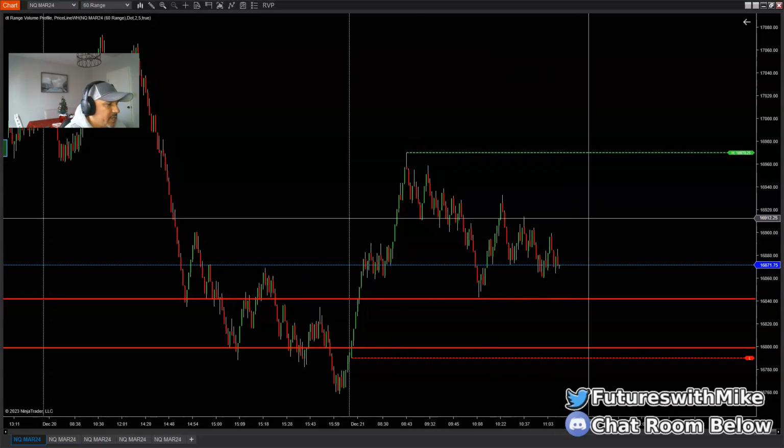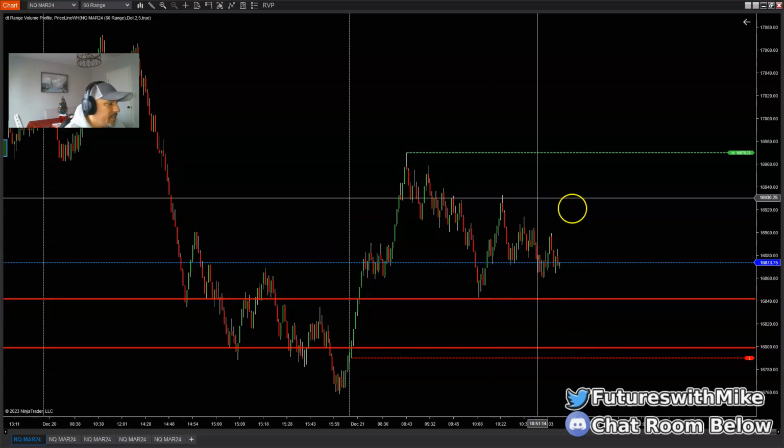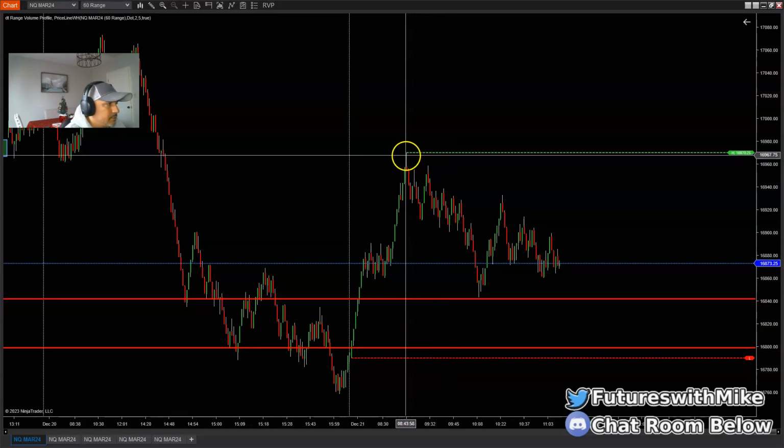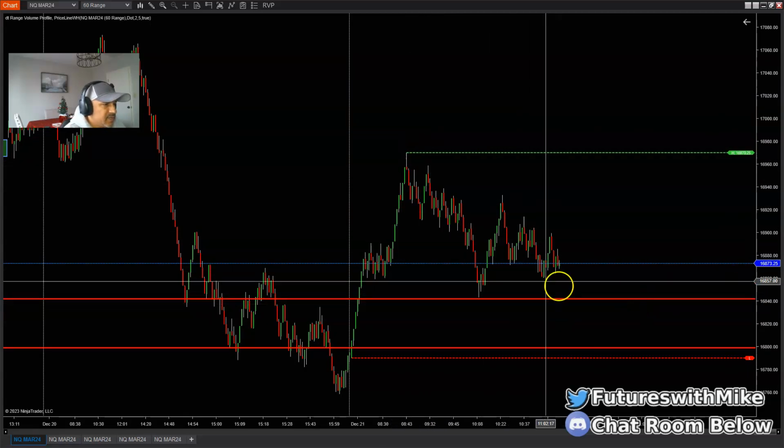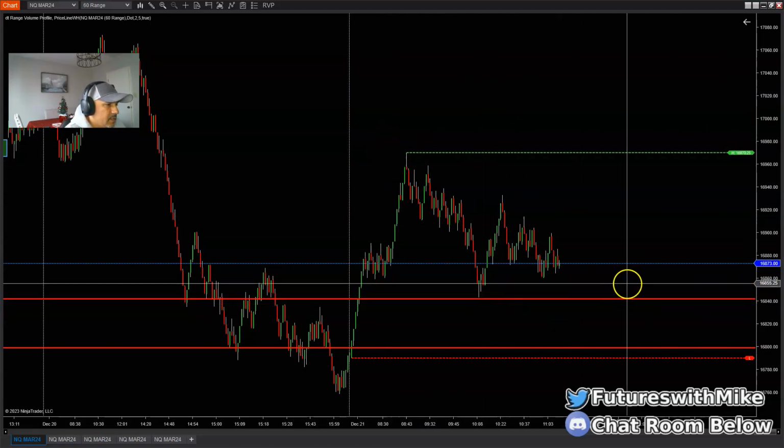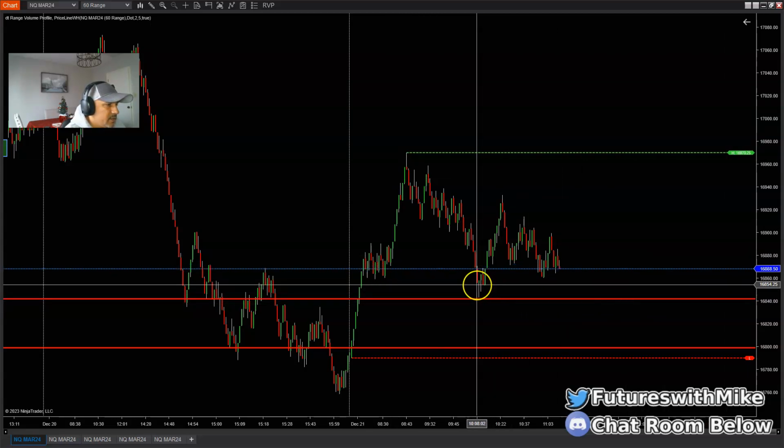So be careful about trading, particularly in between a high and a low like this right here. We're moving sideways in a wedge right now. So not a lot of activity going on.